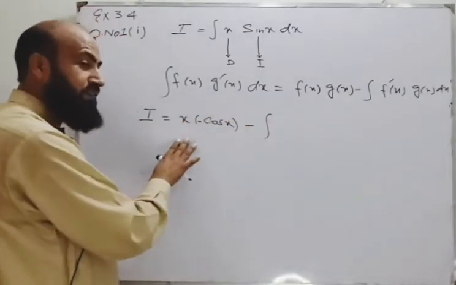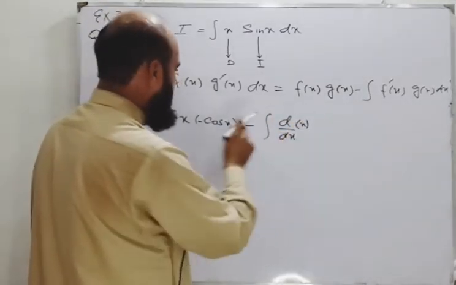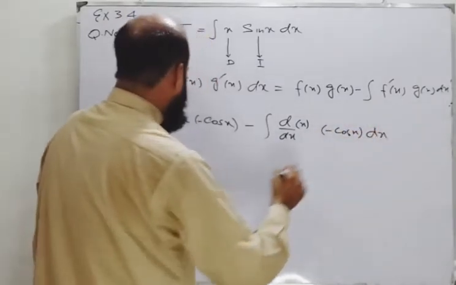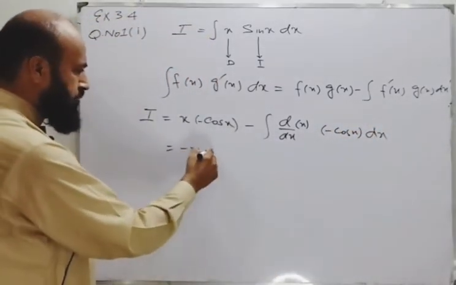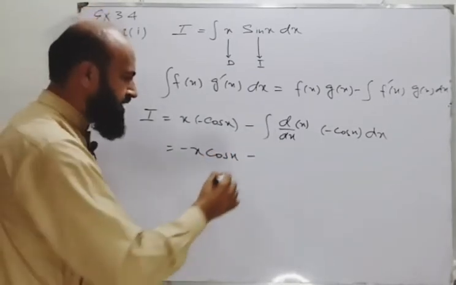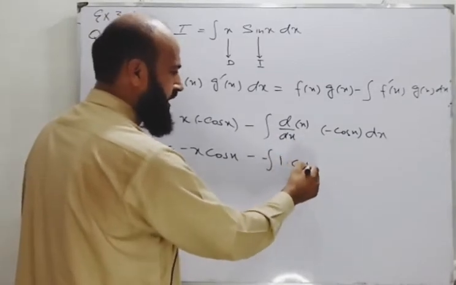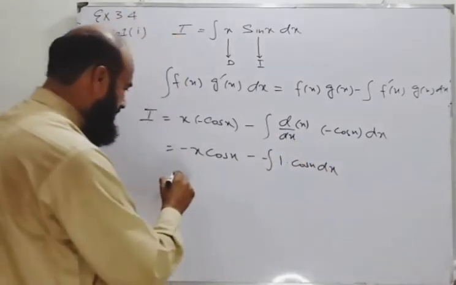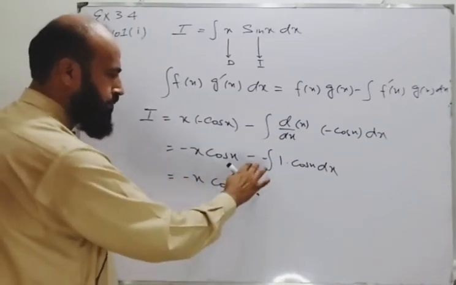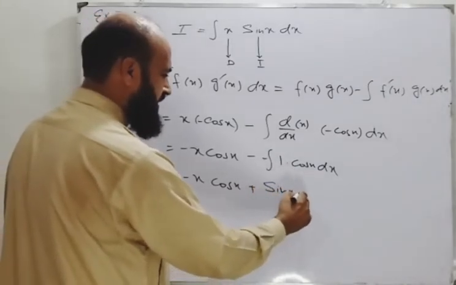Now here we have differentiation for x, and this function as it is, that is minus cos x. Now you can solve it: minus x cos x. The derivative of x with respect to x is very simple, it's 1, and here the minus sign can be taken out, and this is cos x dx. Now minus x cos x, this will become minus positive, and for cos x the integral is sin x.